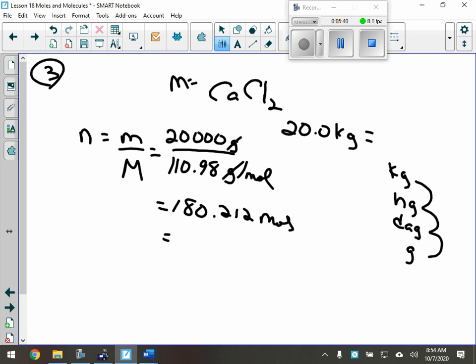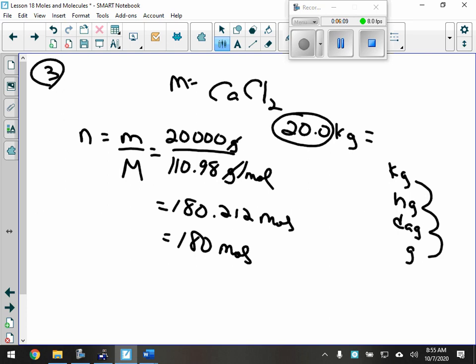Significant digit-wise, look back in the question. What do we have? Well, this is 3 significant digits. I know it's in kilograms, but if they wanted more significant digits, they would have said 20.0000 kilograms. So that's 3 significant digits, that's all I know. It doesn't matter what the units are, that's 3 significant numbers, so I can only have 3 here. So I'd probably say 180 moles would be my best answer. There's nothing wrong with that.